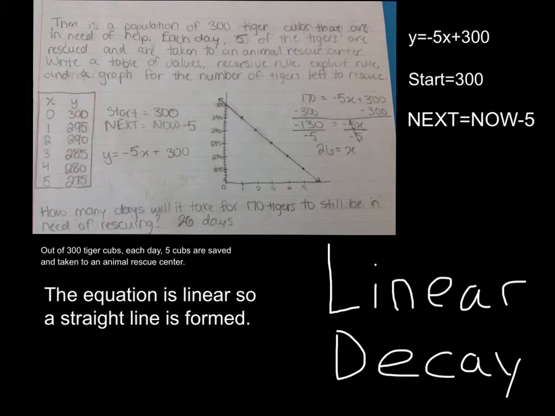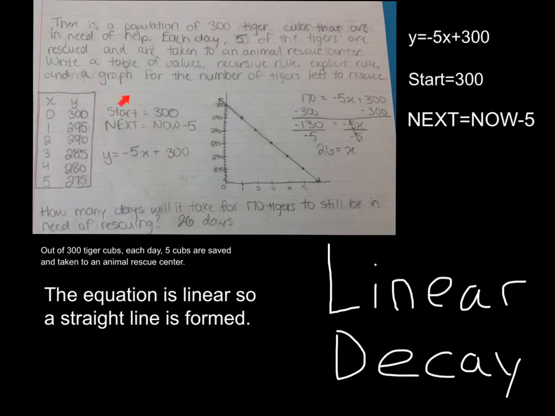So this is a linear decay one. There's a population of 300 tiger cubs that are in need of help. Each day, 5 of the tigers are rescued and taken to an animal rescue center. Write a table of values, recursive rule, explicit rule, and a graph for the number of tigers left to rescue.